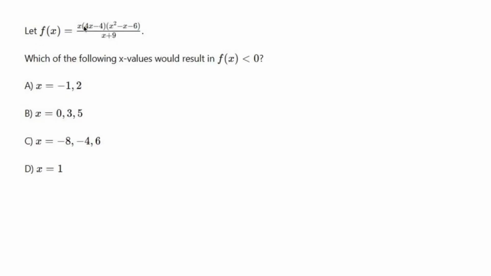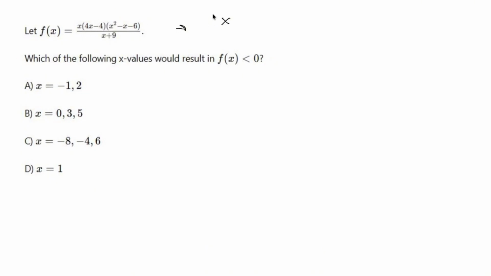Let f of x equals x times the quantity 4x minus 4 times the quantity x squared minus x minus 6 all over x plus 9. Which of the following x values would result in f of x less than 0? This problem is terrible. I want to get a nice visual of what this picture is going to look like so I can figure out what this is going to look like. Let's keep you the way you are, and then also factor you out off to the side here. So what I could do is leave x like x.